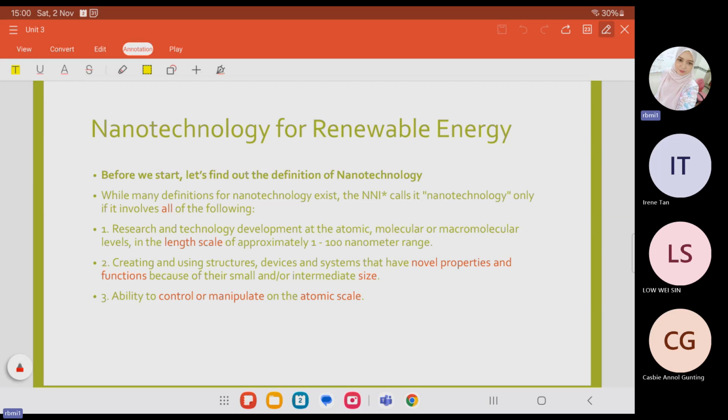That is because it is very small, in terms of the intermediate size of the atoms or the structures. And the third one is the ability to control or manipulate on the atomic scale, in the very small scale area.